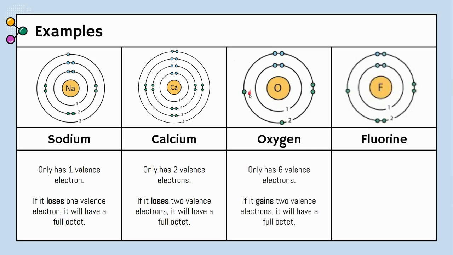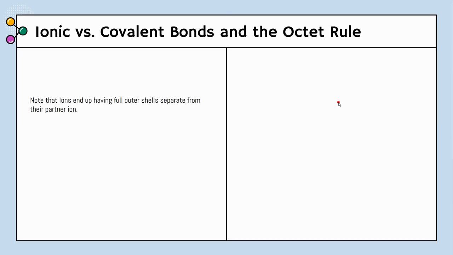Oxygen, on the other hand, has 6 valence electrons. It's most likely going to gain 2 more to fill this outer shell because it doesn't take much of a change to do so. And fluorine, with 7 valence electrons, is most likely going to gain another one to get that full outer octet. And really, what's going to happen here is these atoms somehow have to gain or lose electrons so that they have that full outer shell.